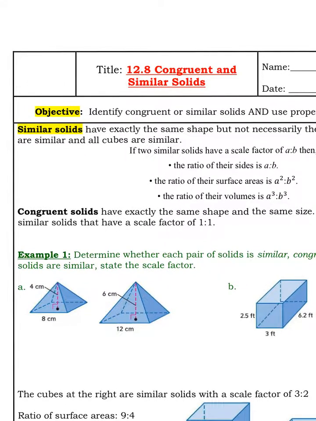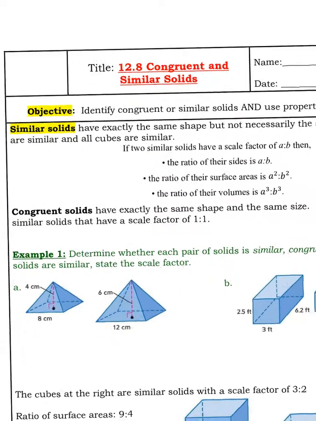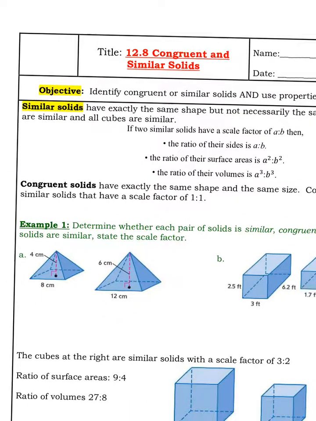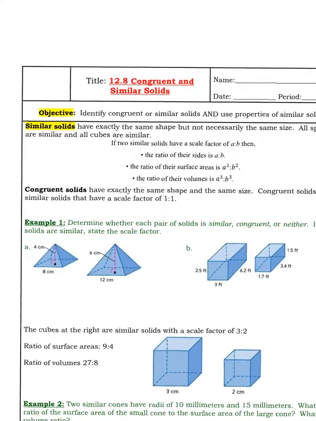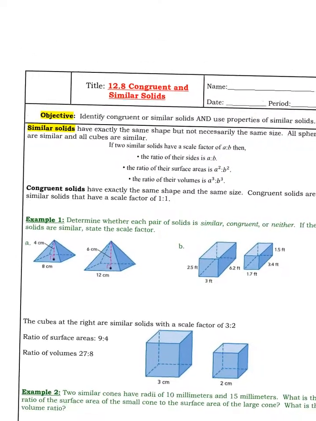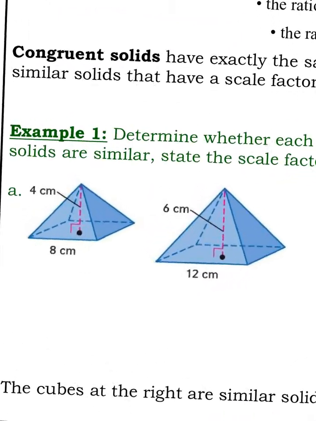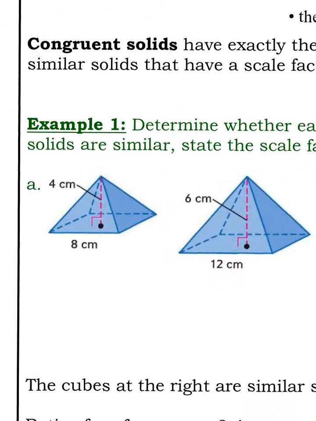If things are exactly the same, they're congruent solids. In these two examples, I'm going to try and prove whether they're similar or congruent or neither. And if they're similar, state the scale factor. If they're congruent, the scale factor is 1 to 1. If they're neither, they don't have a scale factor.